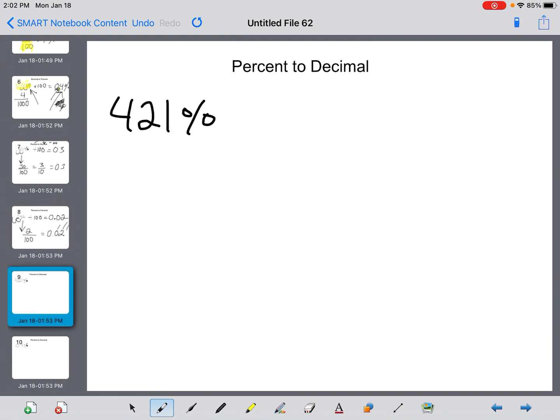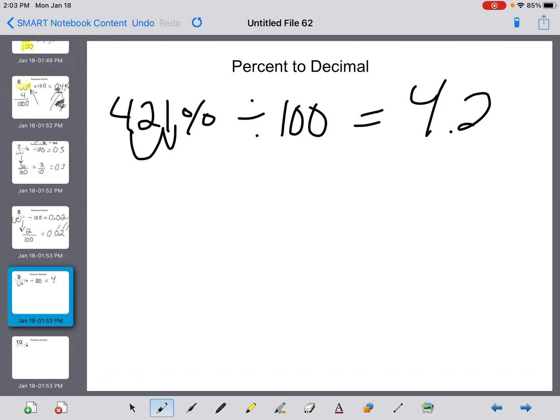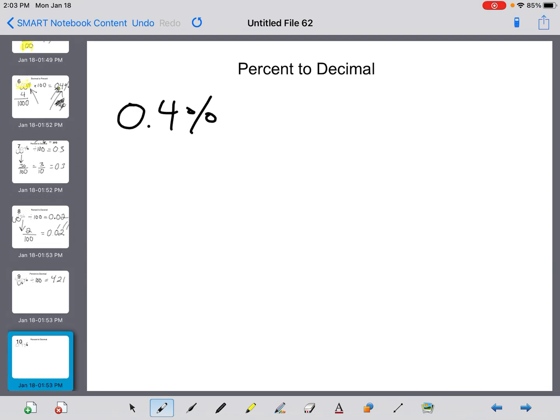Right, here we have one where it's greater than 100%, but we can still follow the same steps. We divide by 100. 1, 2, I get the decimal 4 and 21/100ths. All right, let's do one more.